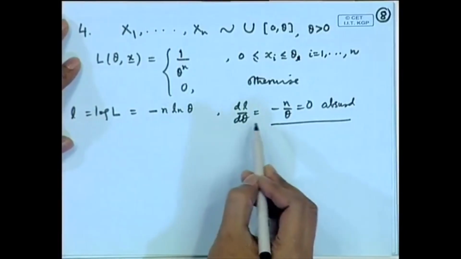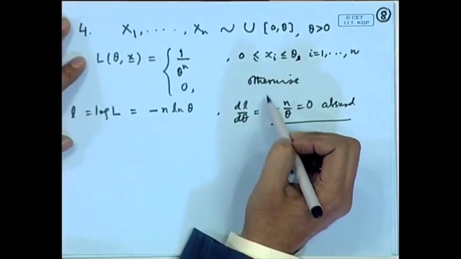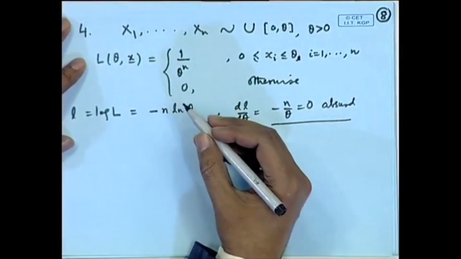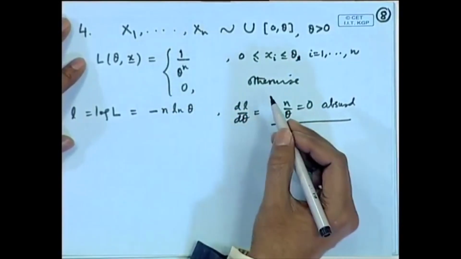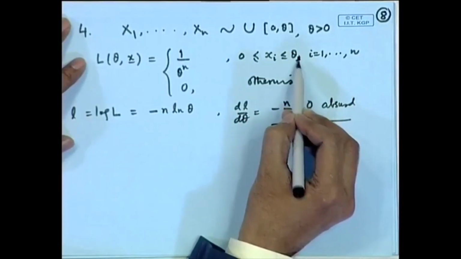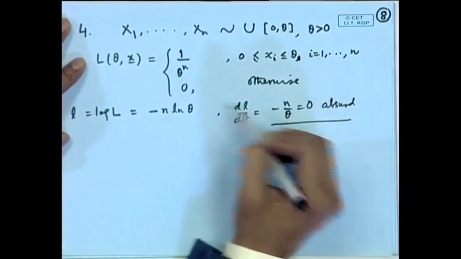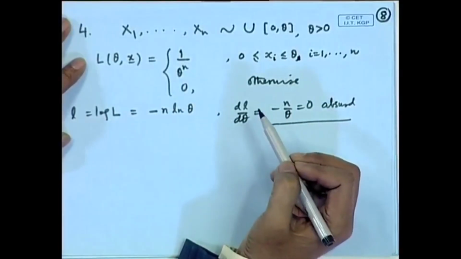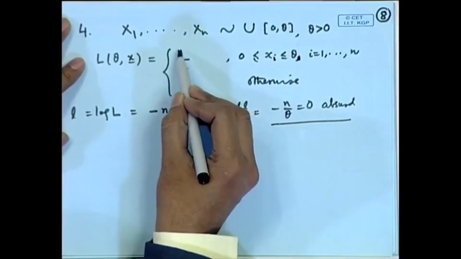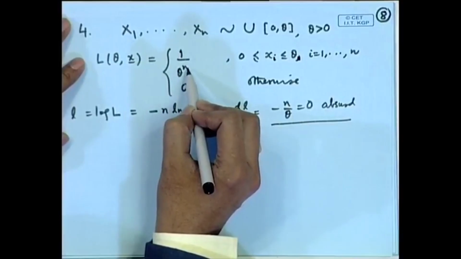This is happening because we are not taking care of the region. When we are differentiating and putting equal to 0, basically we are trying to find the minimum and maximum over a range of the parameter. Here the range of the parameter value is dependent upon the x's. So, that is not being taken care of by this kind of process. So, let us look at a direct argument. Our aim is to maximize the likelihood function 1 by theta to the power n with respect to theta.